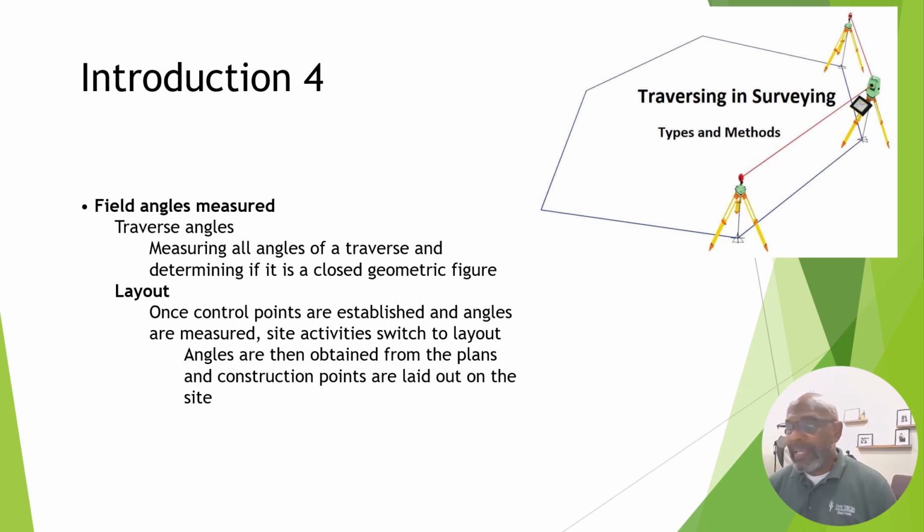So in other words, nothing changes. You check yourself, you verify. So when it comes to laying out, layout is once the control point has been established and direct and reverse transverse angles have been measured, site activities will turn to layout. In other words, once we found those marks, then we start to lay out physical points, putting stakes in the ground, laying out where things need to go.